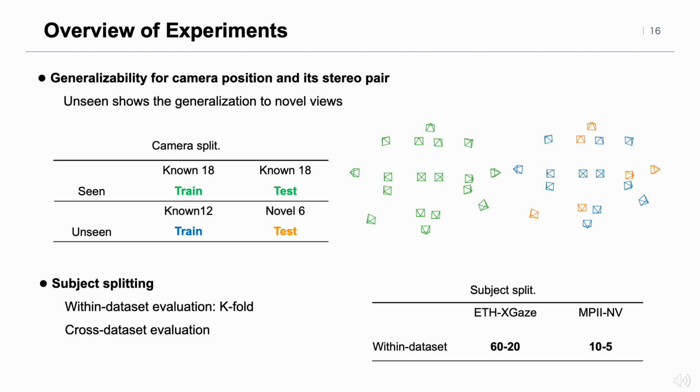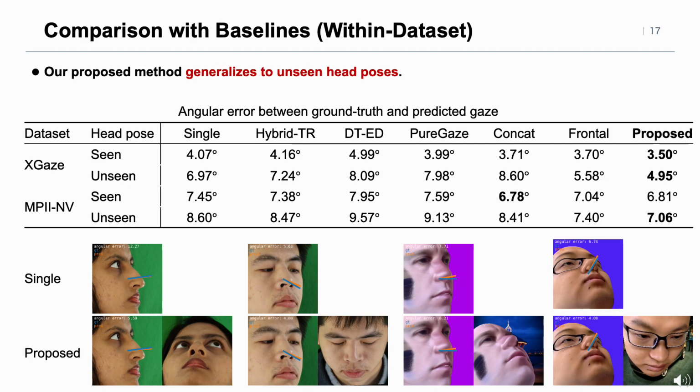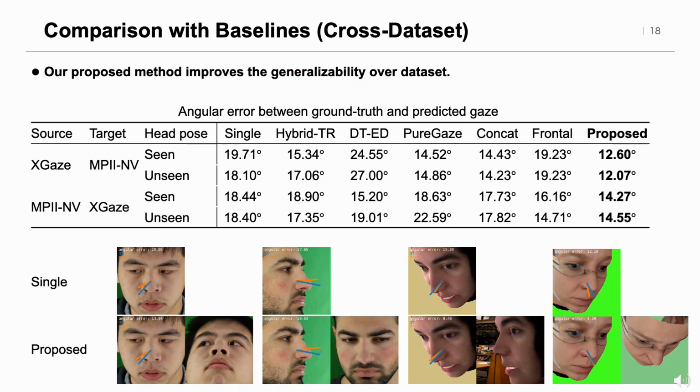In terms of the subject splitting, we conduct k-fold within-dataset evaluation for both datasets. The subject splitting is shown in this table. We also conduct cross-dataset evaluation using these two datasets. Let's look at the first experiment's results. This table illustrates the accuracy of each baseline and our proposed method. The used metric is the angular error between the estimated gaze direction and the actual direction. Our proposed method significantly outperforms other methods, demonstrating notable robustness, especially regarding novel head poses.